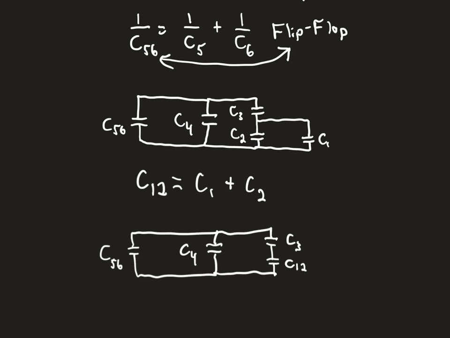But then I look at this one. Oh, this one, I can't just combine this one with this one because it's in parallel with this. So I need to simplify this side. Does that make sense? That help? So I combine these two together. Now I've got it down to this.